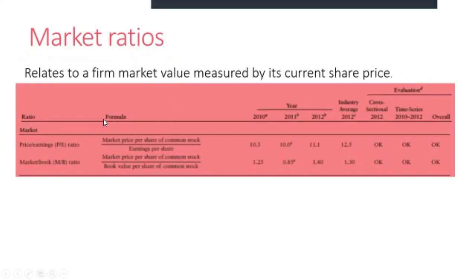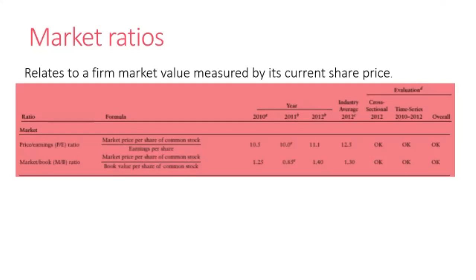And the last one I want to share with you is the market ratios. It relates to a firm's market value measured by its current share price. So it's the market price per share divided by the earnings per share. And we see that at the end of the profit and loss statement. Market price per share divided by the book value per share of common stock. Now the book value of a share, you normally may have to go into the notes, right, and you see common stock shareholders to see what's the book value of the share.